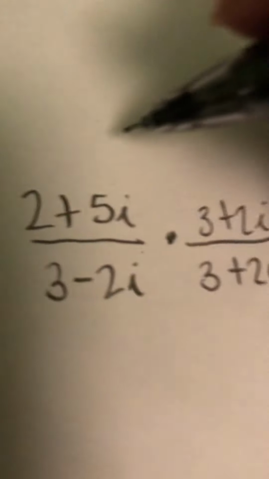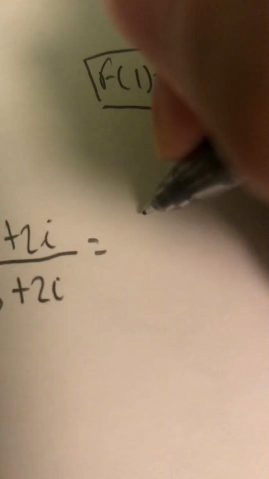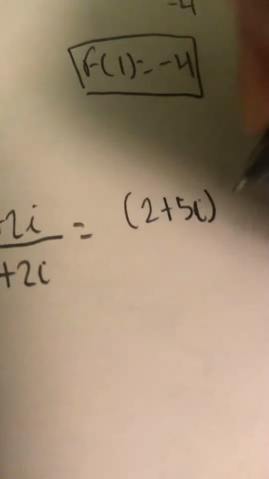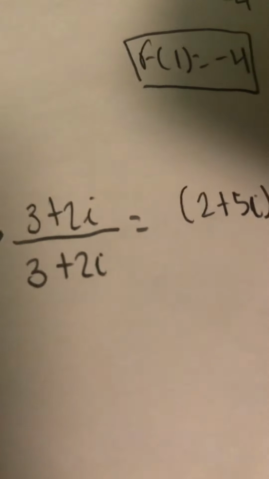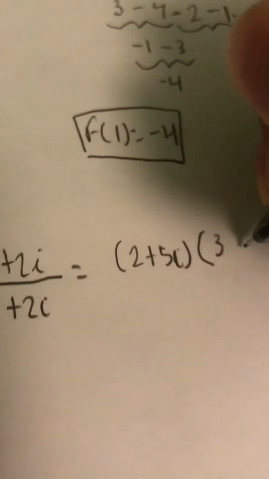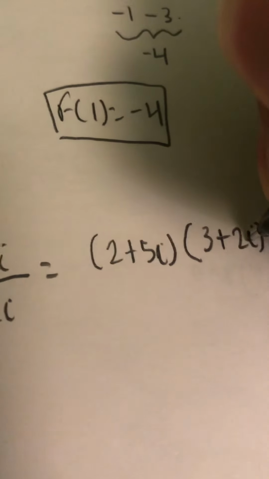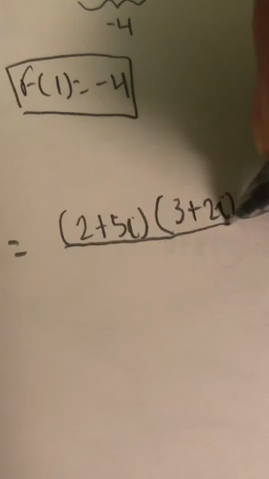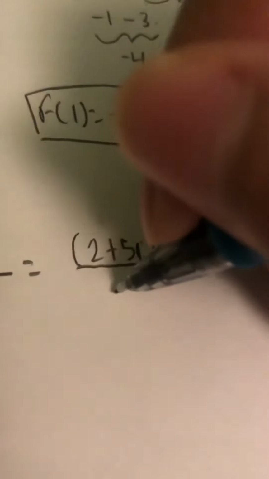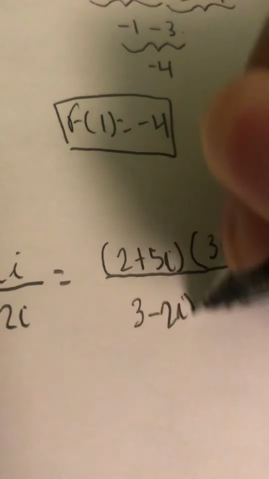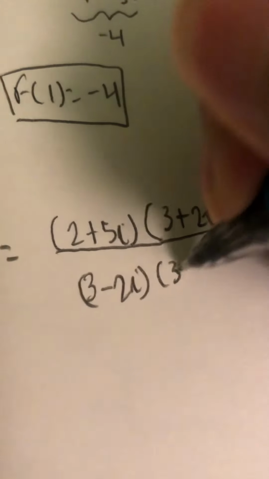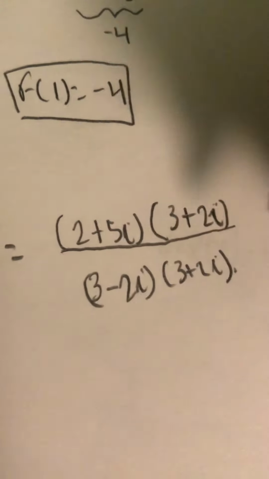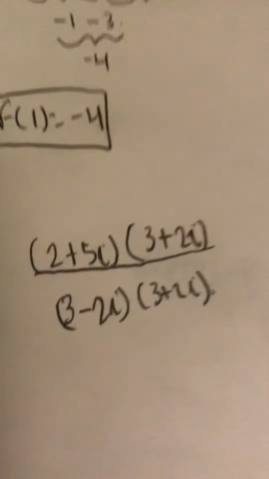Okay, so now basically what you're going to do is put parentheses and put 2 plus 5i times 3 plus 2i, right? Now here you can use the FOIL method, and on the bottom, it's 3 minus 2i times 3 plus 2i, right?